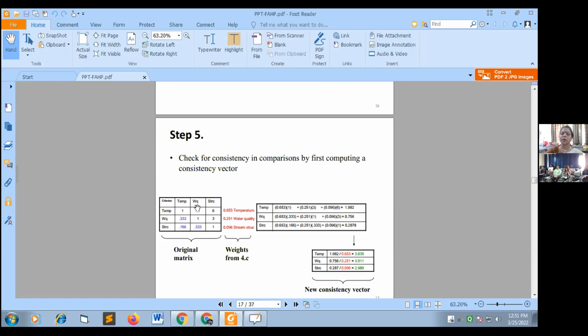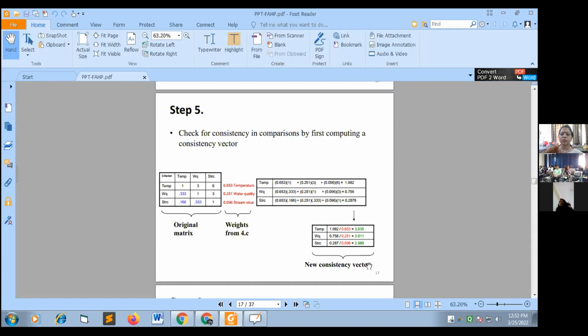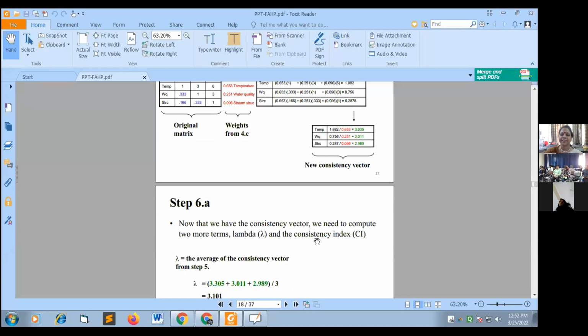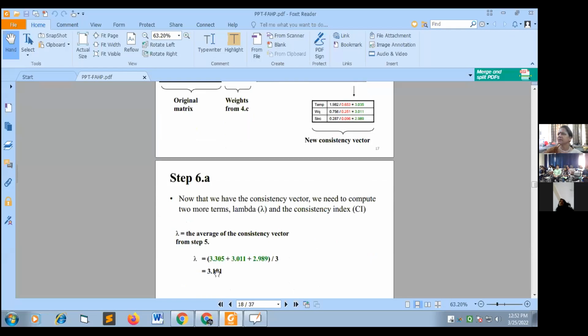So for temperature, after multiplying these weights, we get this, and temperature divided by the sum of this, 1.9, 0.56 divided by 3, 3.2, 2. So we have the new consistency vector. Now that we have the consistency vector, we need to compute two more terms, that is lambda and the consistency index. So lambda is the average of the consistency vector in step 5. So lambda is equal to the average of this. It is 3.10 in this particular example.